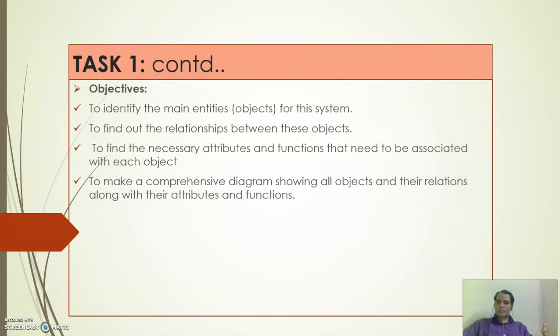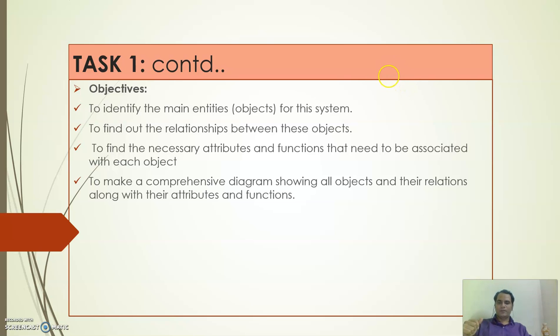The objective of this task is to identify the main entities of this system. Now you need to find the relationships between the objects that you have identified, and find the necessary attributes and functions that need to be associated with each object. If you have identified one object, what information does that object carry, and what operations can the object perform? That becomes your class, if I specifically mention operations and attributes. You should be able to identify the objects and make a comprehensive diagram showing all objects and their relations along with their attributes and functions. That is the objective for the library management system.